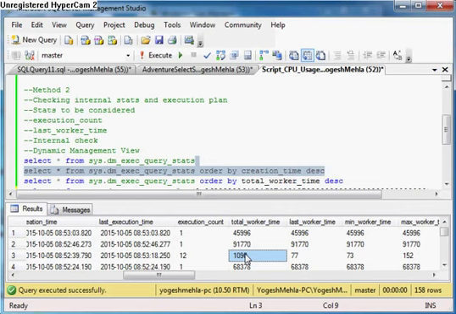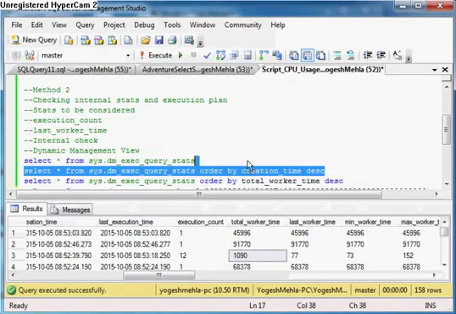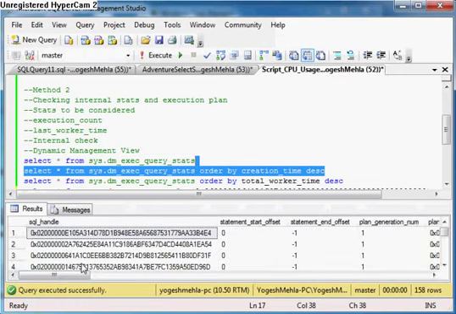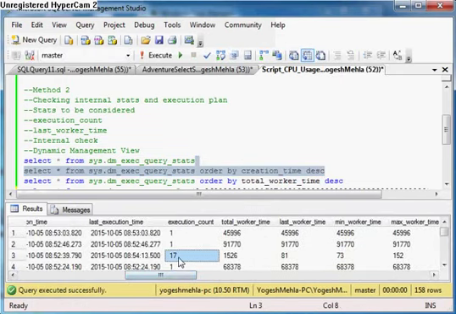Now if the third time it got executed, the count will increase to 3, and suppose it takes 10 more, then it will add 10 to that 28 also, that it will make 38. So total worker time is increased again and again. If I execute it again and again, and if I just go again and execute this query and look into it, you will see the count is increasing continuously and worker time is also increasing.